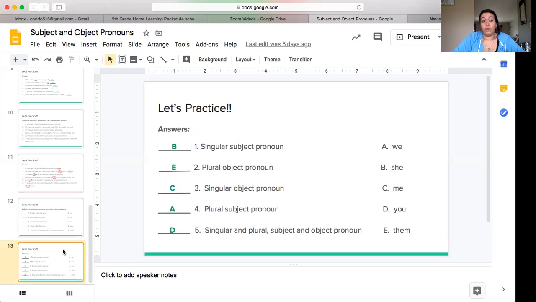So this should hopefully help you with the pages on subject and object pronouns in your packet. If you have any questions, now is the time to ask. You can type them in the chat box or raise your hand and I will unmute you.